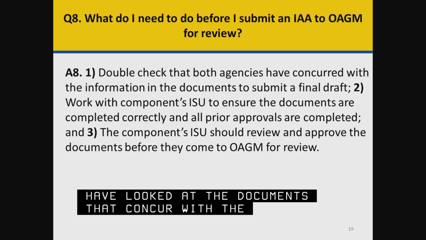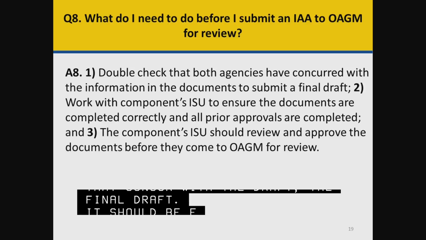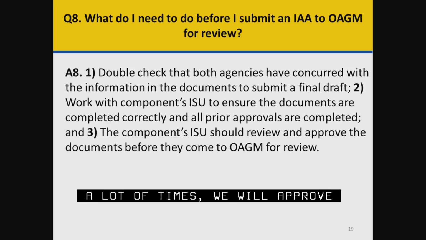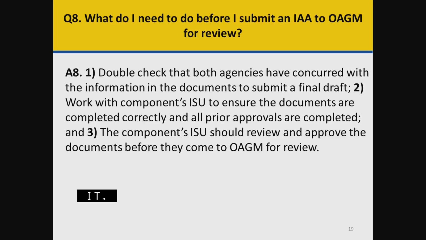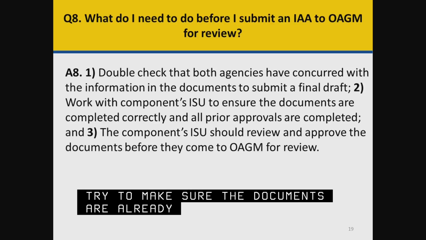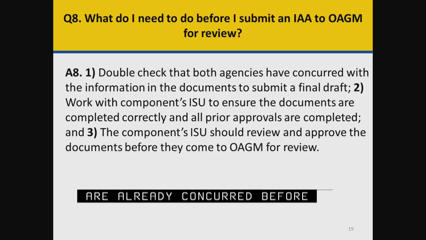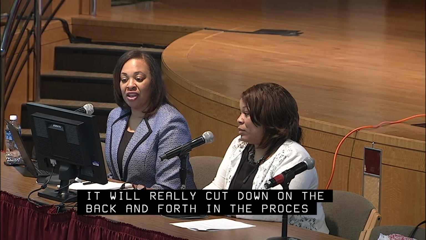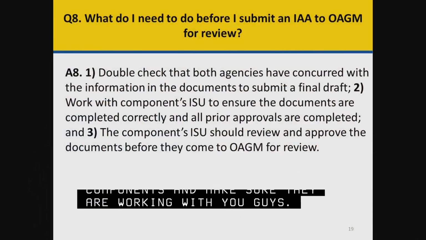A lot of times we'll get it, we'll approve it, and then it's sent to the other agency and they make a lot of changes. Try to make sure that the documents are already concurred before they come to OAGM for review. That really will cut down on the back and forth and the processing time. Make sure you work with your components, and this is for the cores, make sure they're working with you to ensure the documents are completely correct and complete.